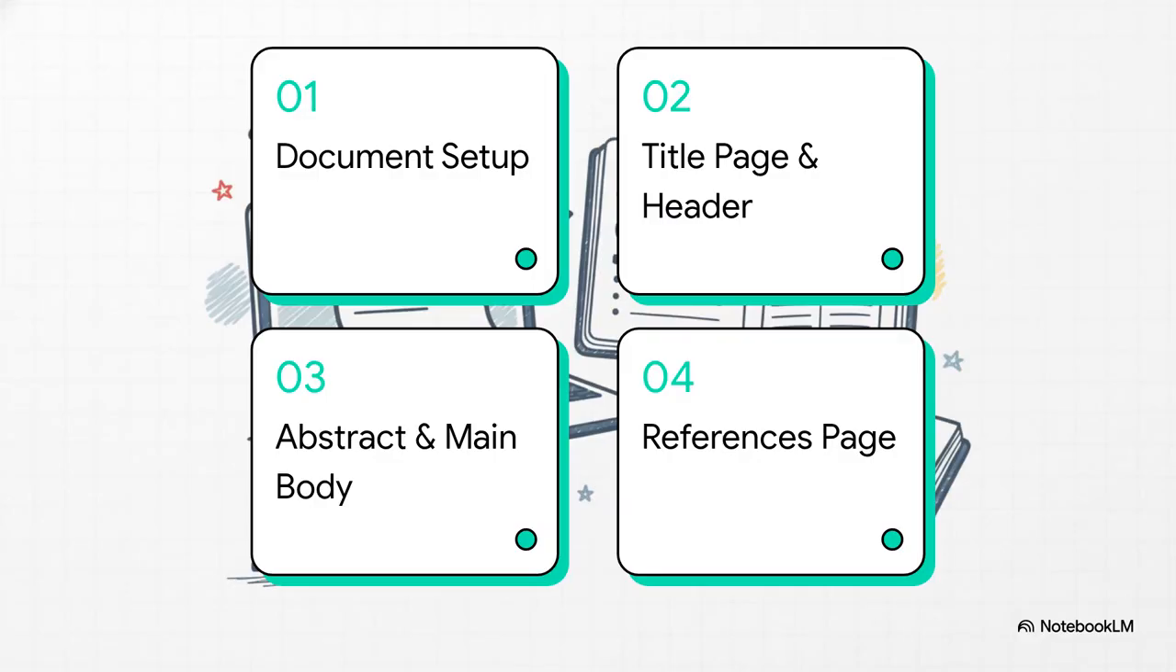So, here's how we're going to tackle this. We've broken it down into 4 simple parts. First, we'll get the document set up. Then we'll create the title page and header. After that, we'll format the abstract and the main body, and we'll wrap up with that all-important references page.